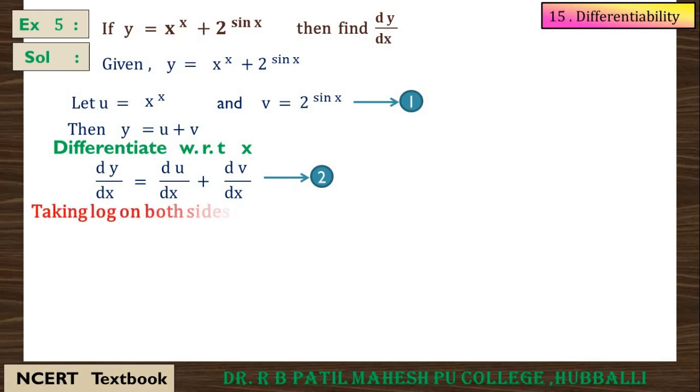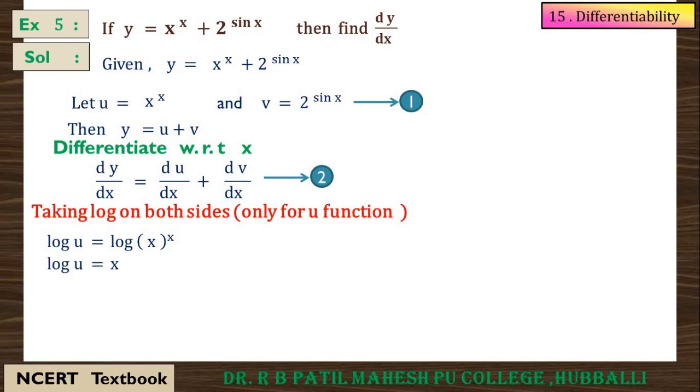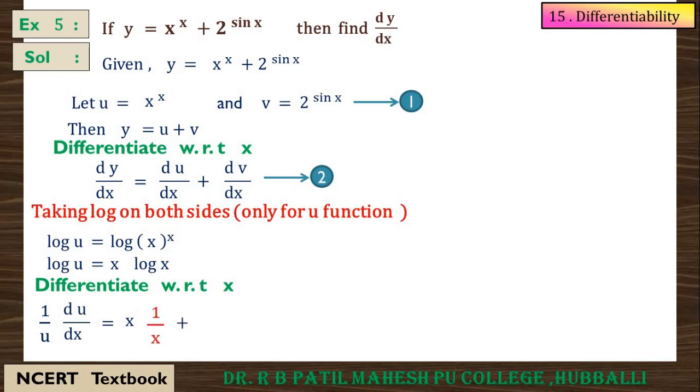Therefore, taking log on both sides only for the u function, log u is equal to log of x raised to x. And here if I use the property of logarithm, it becomes x into log of x. Differentiate this equation, 1 by u du by dx is equal to, using the product rule because it is a product of two functions, x into log x. So x as it is, log x derivative is 1 by x, plus log x as it is, x derivative is 1, and here x and x get cancelled.